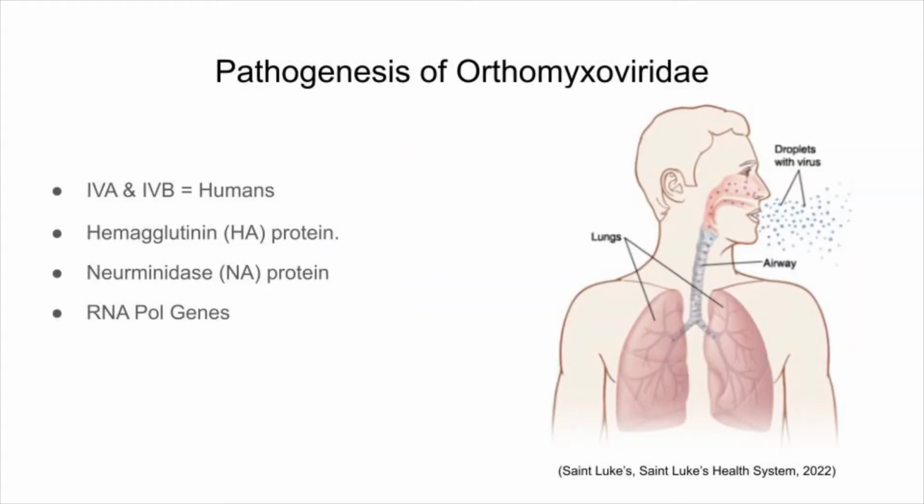For the pathogenesis of orthomyxoviruses, type A and B influenza target humans. Type A leads to more severe diseases and even most of the pandemics we've experienced. The next point is the hemagglutinin protein, which is the spike protein on the envelope that allows for attachment. Depending on where it attaches, it dictates the severity of the disease. If the virus attaches to the upper respiratory tract, it's more mild. If it attaches to the lower respiratory tract, we can see more severe influenza leading to pneumonia and similar complications.